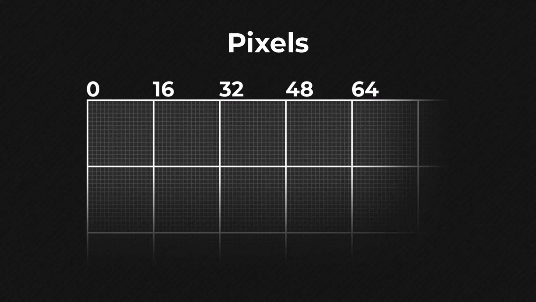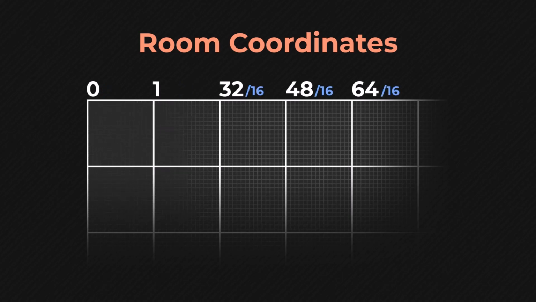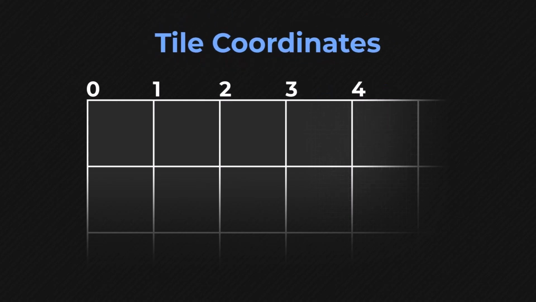Let's say this is our room. In a room, coordinates are based on pixels. So starting at 0, this is 16 pixels on the x-axis, this is 32 pixels on the x-axis, this is 48, this is 64, and so on. These are room coordinates. Now since the size of each tile in our game is 16 by 16, we'll divide these room coordinates by that amount, which will give us 0, 1, 2, 3, and so on, and these are tile coordinates. We'll be working with tile coordinates to make it easier and more accurate to do grid-based movement.